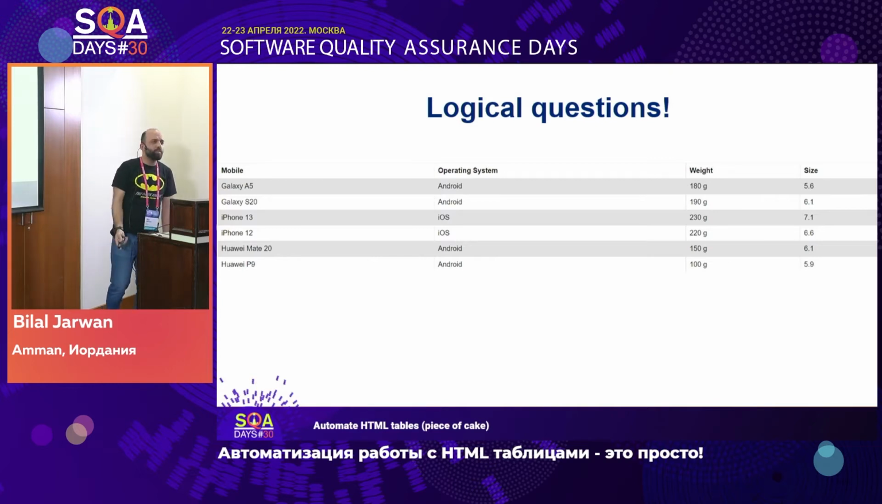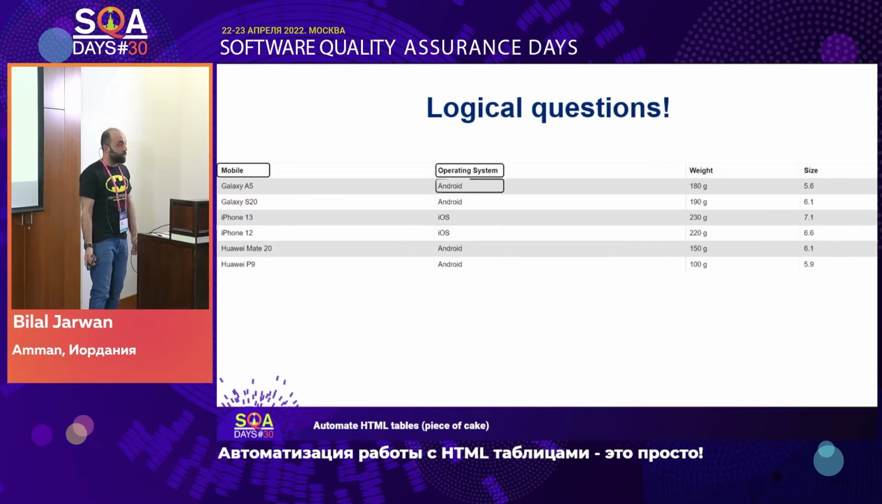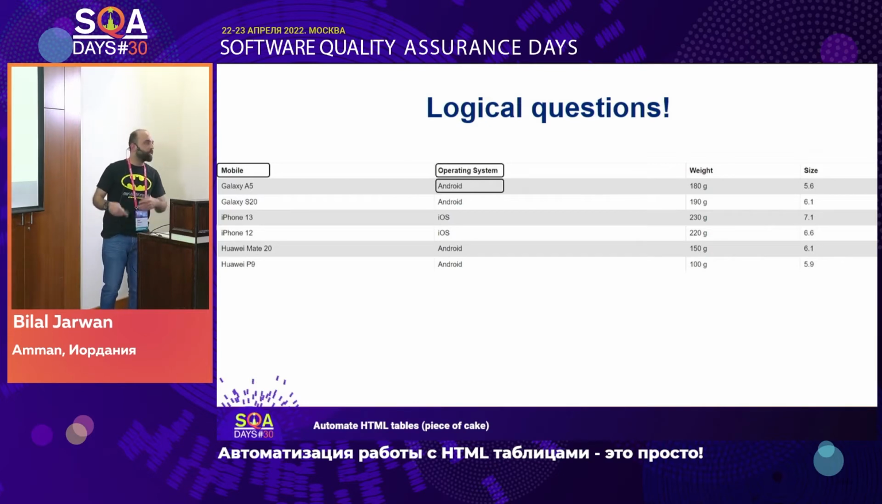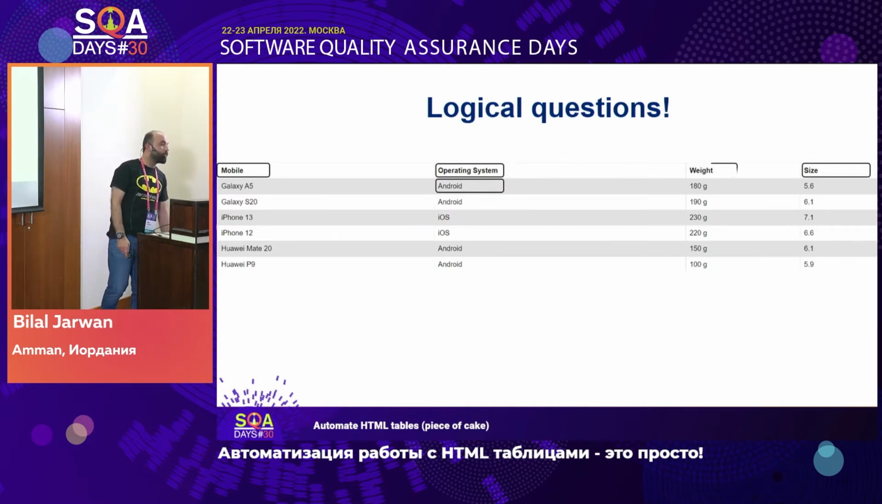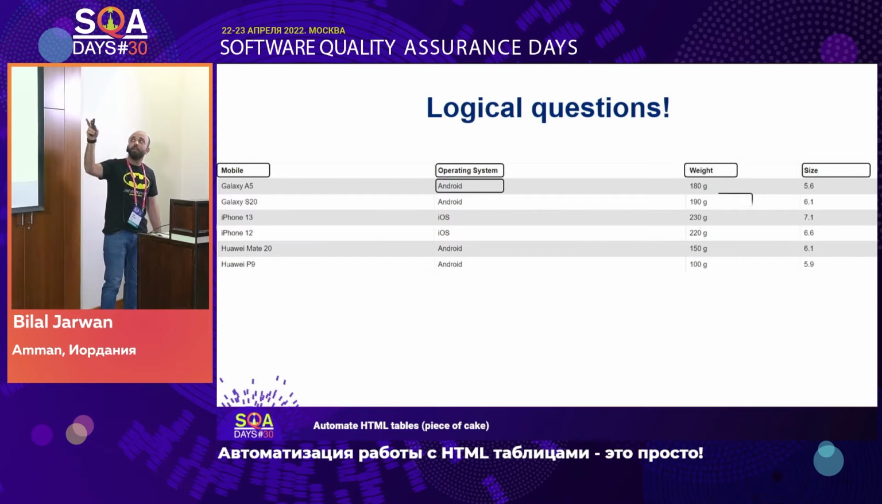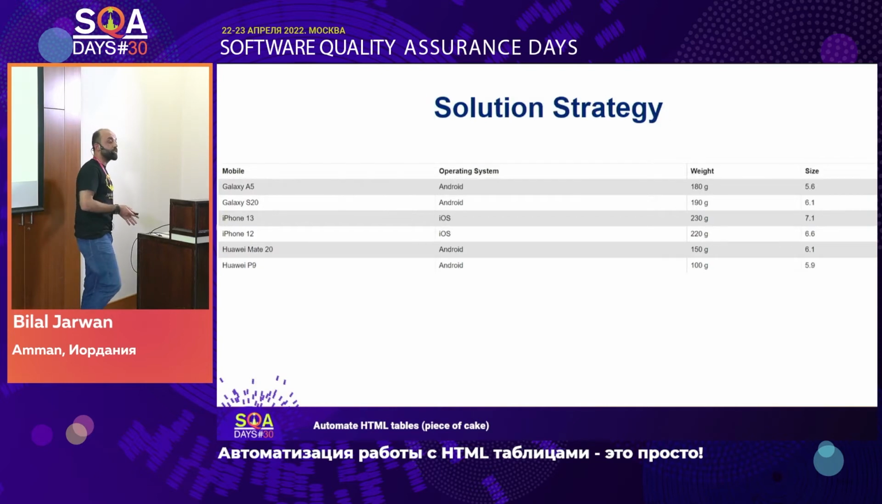Okay, so when you know the problems, you will set the logical question in your mind to solve it. So what is the logical question when you are working with the HTML tables? The logical question comes like, I want to get the mobile when the operating system is equal to Android. So I will print all of the mobiles, or get all the mobiles, with the operating system Android. Another logical question: I want to get the size for the mobile that has a weight of 190 gram.